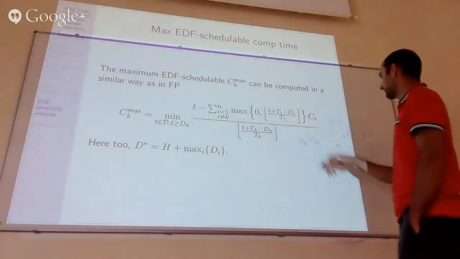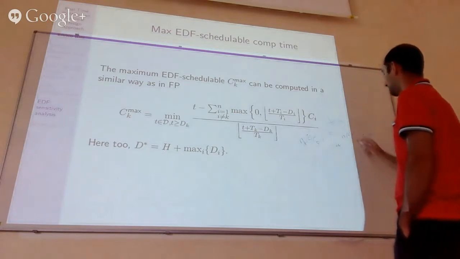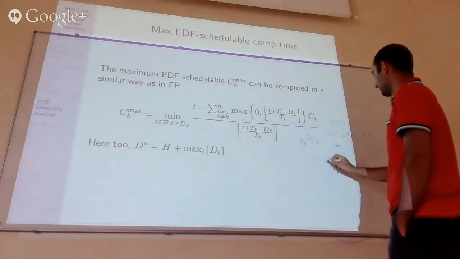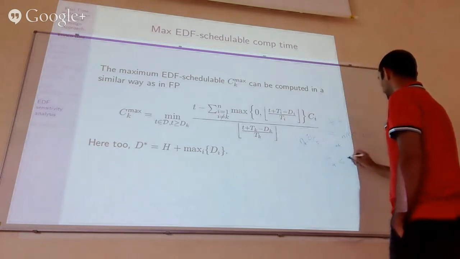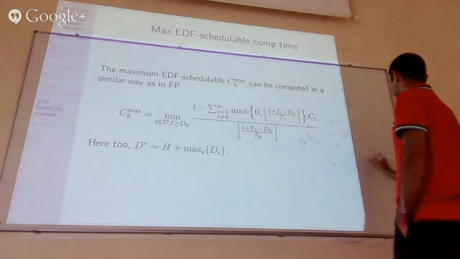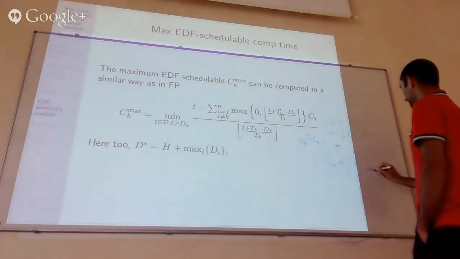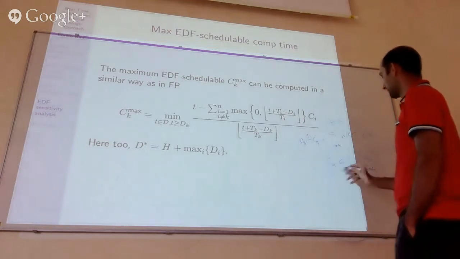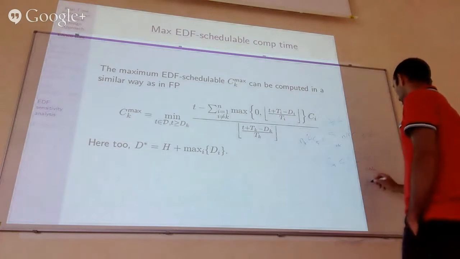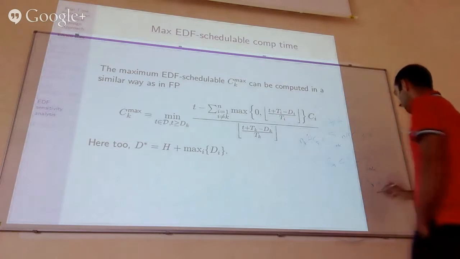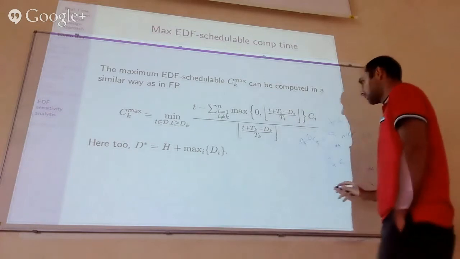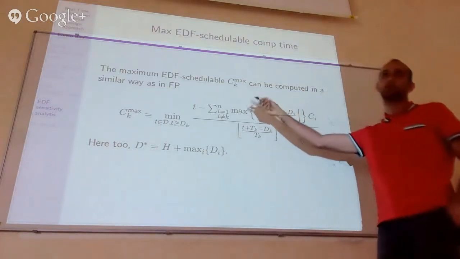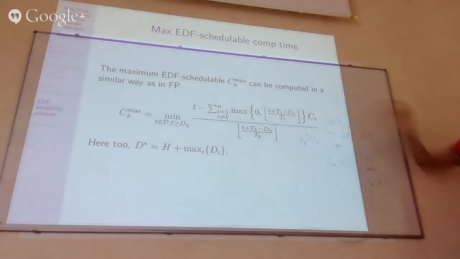We want to find C_k, so we bring everything on the other side. We have C_k less than or equal to t minus the sum over i different than k of the rest, divided by n_k(t). For this to be true for all t, we get that.